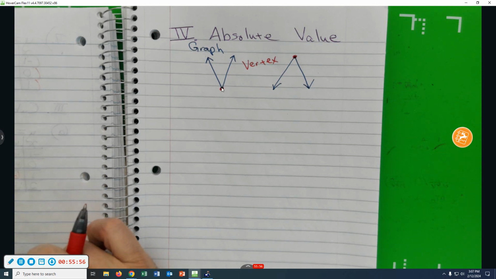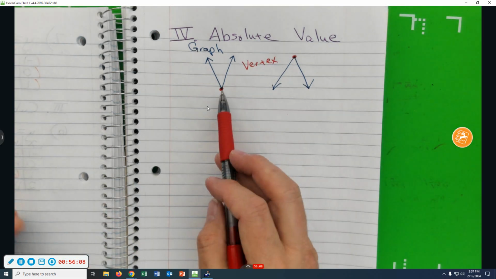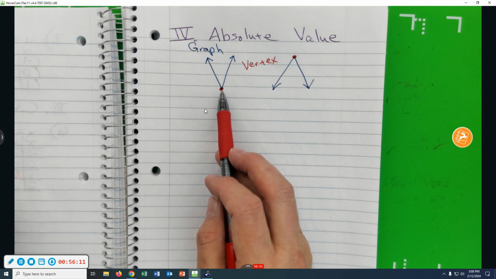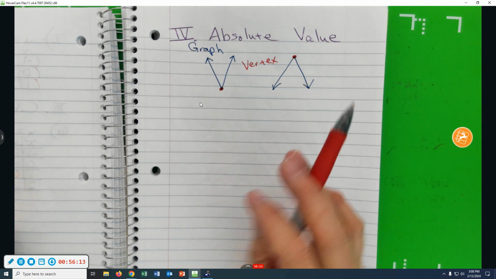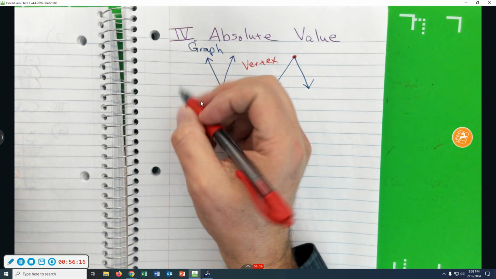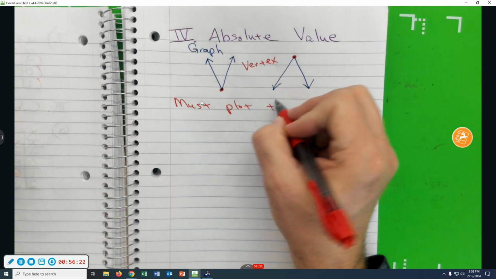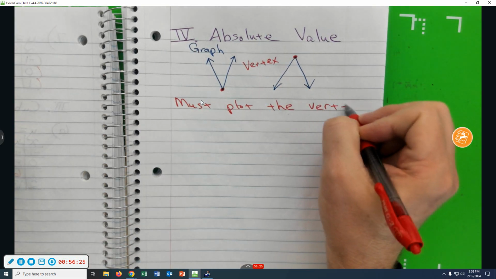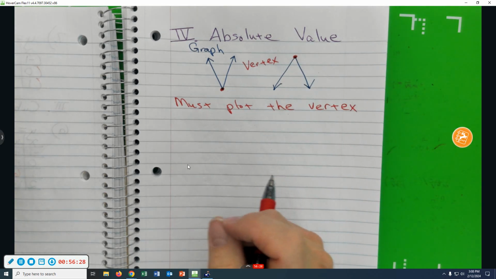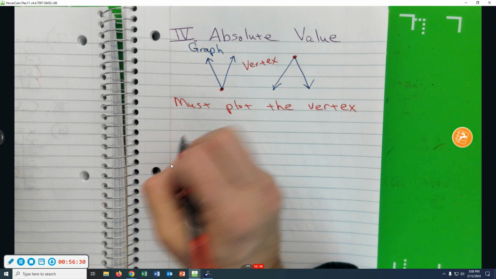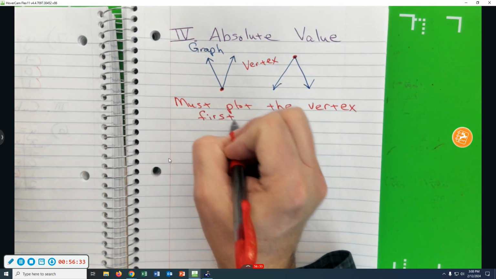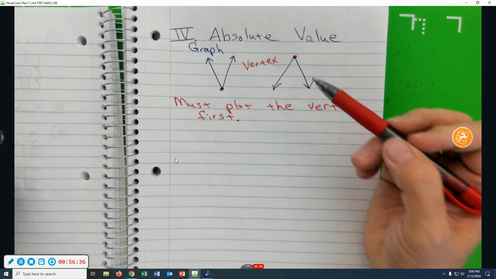Because once you take the absolute value of a number, whether it's positive or negative, once you take that absolute value, it turns positive. Okay, so this is the one tool that matters in how you're graphing it. You must plot the vertex first, even though when you're making the table, that vertex may not be the first number on the table.